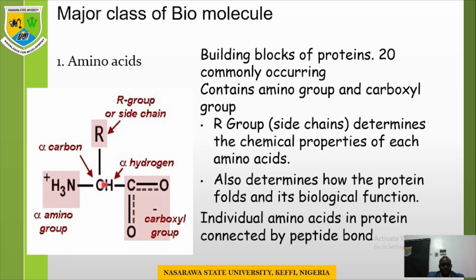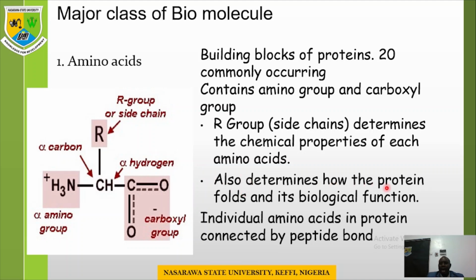We have this. Every amino acid. The difference between all the amino acids is the R group, or we call it the side chain. The R group determines the properties of the amino acid. If the R group you attach here is hydrophobic, it will be a hydrophobic amino acid. If it is hydrophilic, it will be a hydrophilic amino acid. They will teach you more in detail in amino acid chemistry.